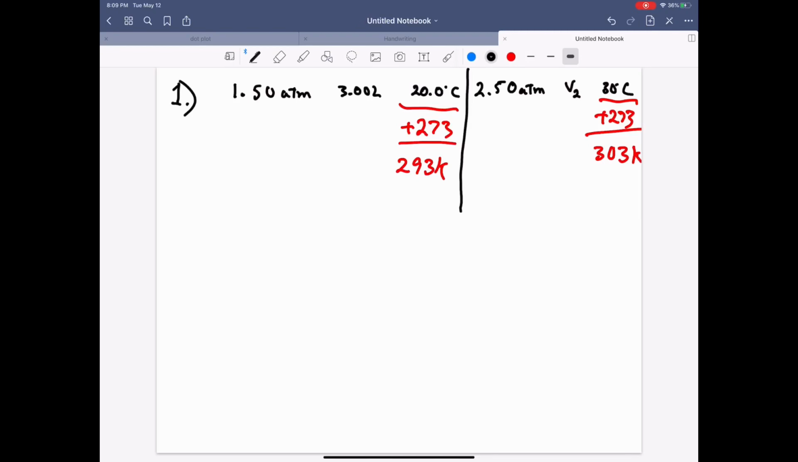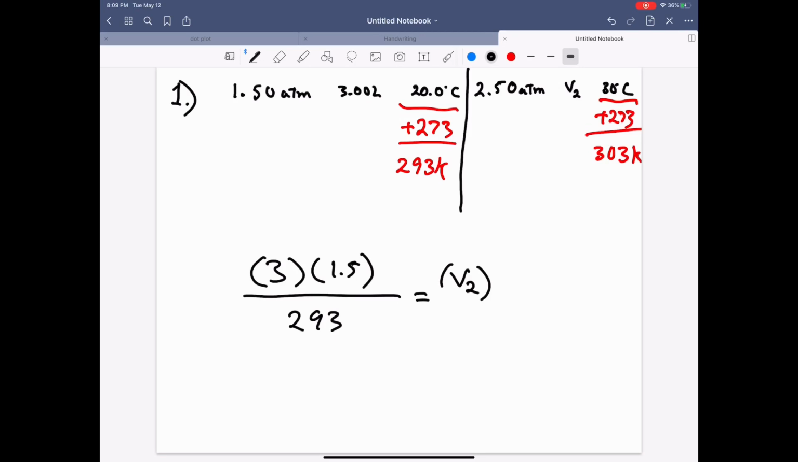On the left-hand side, your first volume is 3 liters. Your first pressure is 1.5. Your first temperature is 293. This equals the other side. Your first volume is your variable. You don't know that, that's what you're solving for. It's your x. Your first pressure is 2.5, and you're dividing this by 303.